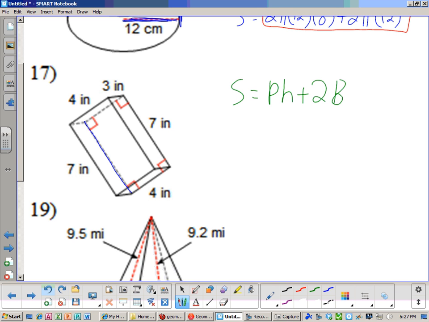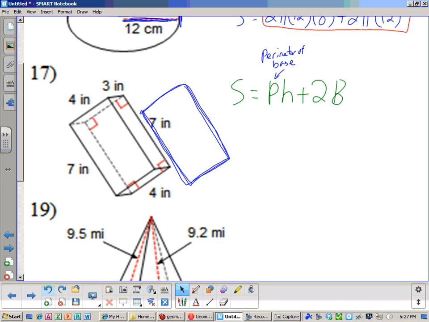Let's get this done. First thing I want to do is outline the base. I know I'm going to need it. That's my base right there. Now that P right there stands for the perimeter of the base. I want to figure out what the perimeter of this base is.